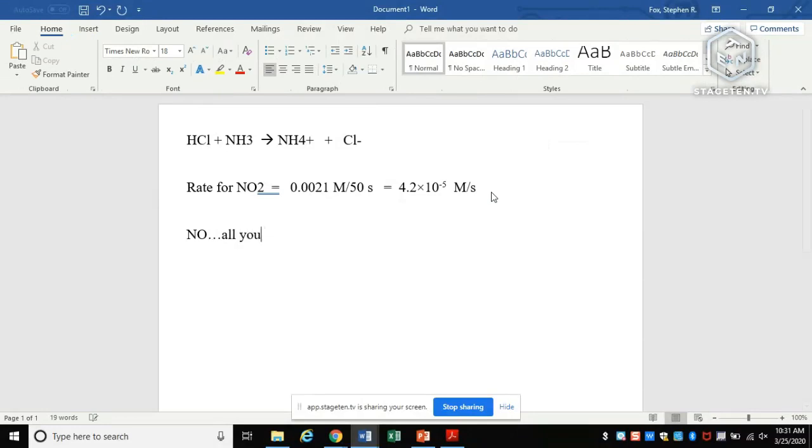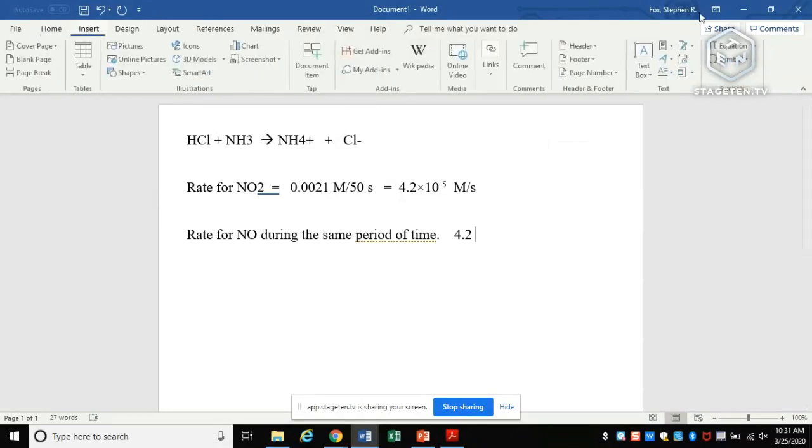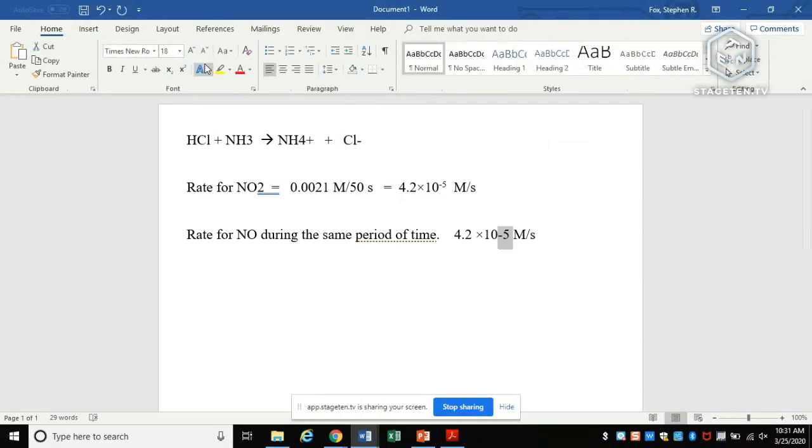All you have to do, so the rate for NO during the same period of time would be 4.2 times 10 to the negative 5 molarity per second. All you have to do is multiply by the mole ratio in the equation. Well, the mole ratio is 2 to 2. It's 1 to 1. So NO2's rate of disappearance is equal to the rate of appearance for NO, because they have the 1 to 1 mole ratio.